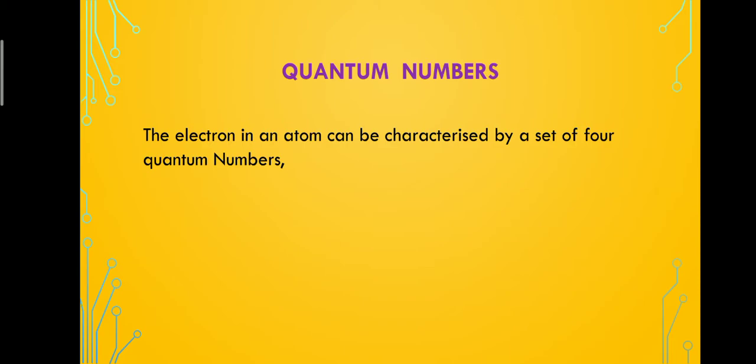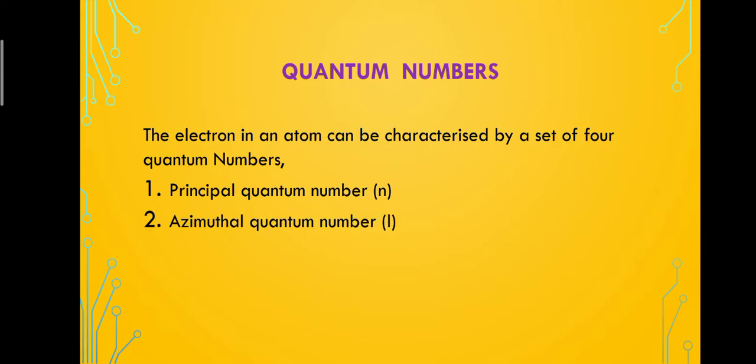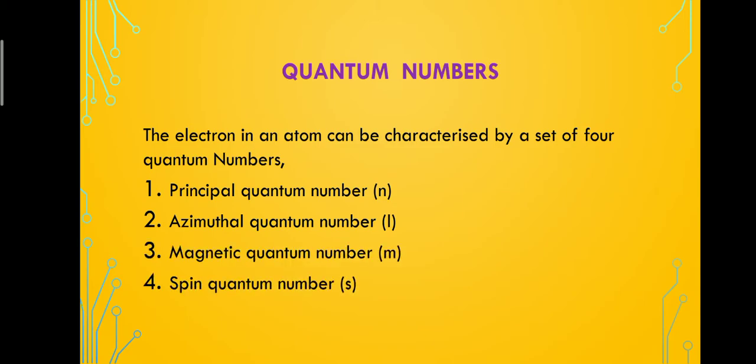Quantum numbers help us to find out the position of an electron which revolves around the nucleus, and there are four sets of quantum numbers. The first is the principal quantum number n, then the azimuthal quantum number l, the magnetic quantum number m, and the spin quantum number s. These four sets of quantum numbers help us to find out the nature of an electron, the position of an electron which revolves around the nucleus.